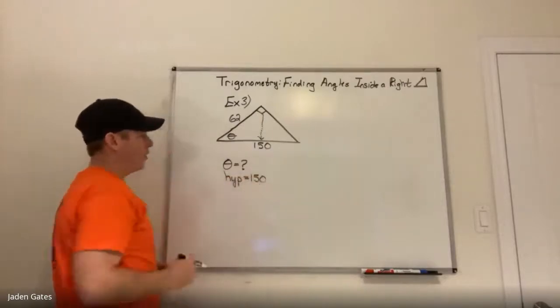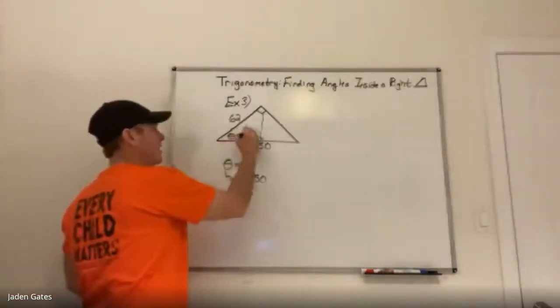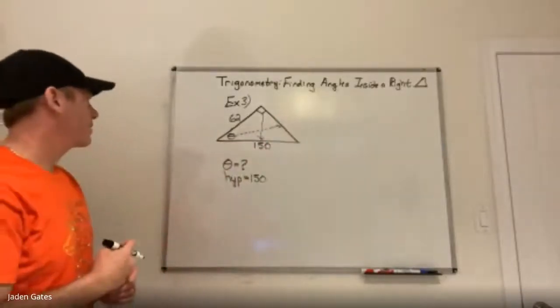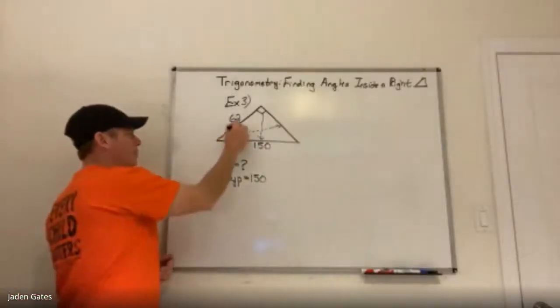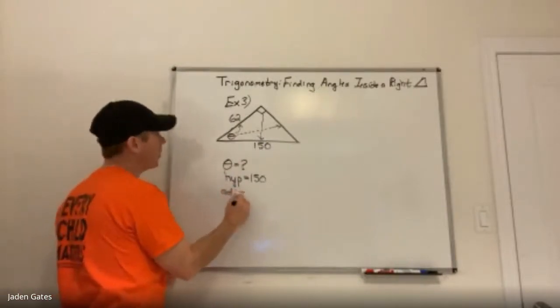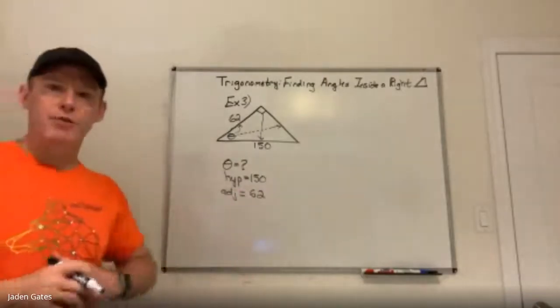All right, now then I go to my given angle. The side across from theta is the opposite. We don't have that. And so the side beside the angle is adjacent. So in this case, we have the hypotenuse and the adjacent. So there's my given information written down.